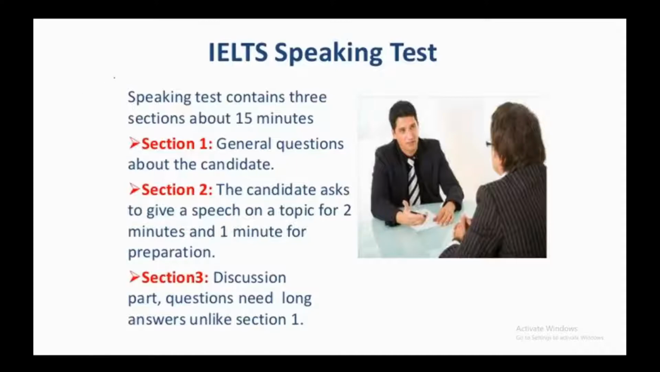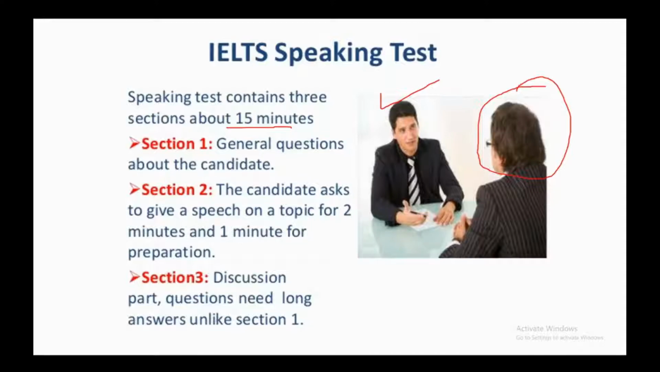What will be asked from you in the IELTS speaking? The speaking test contains 3 sections and takes about 15 minutes. So you will be answering and someone will be asking questions from you. Okay, this is how this exam works.